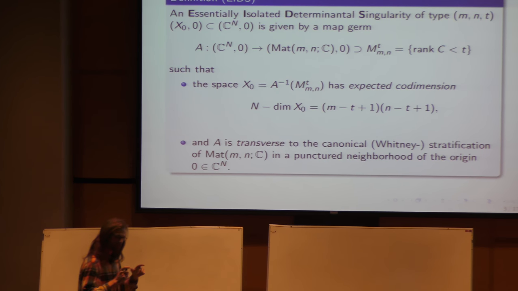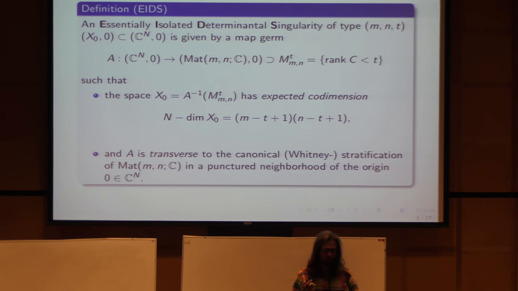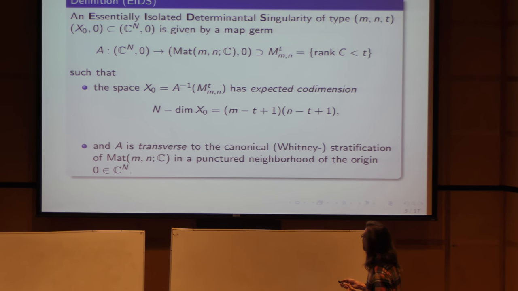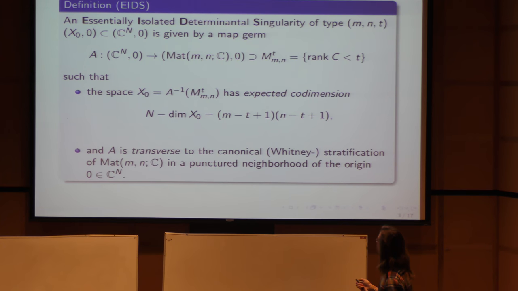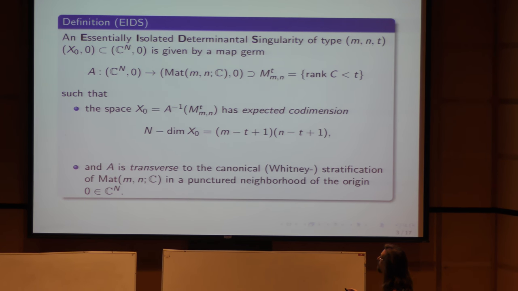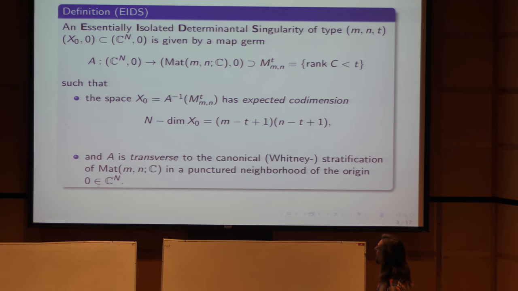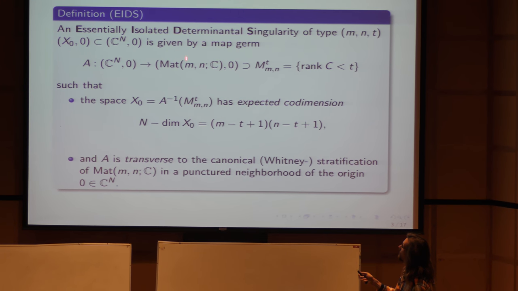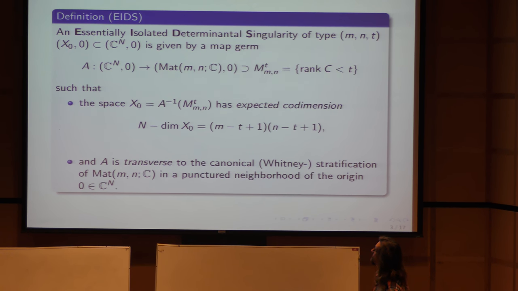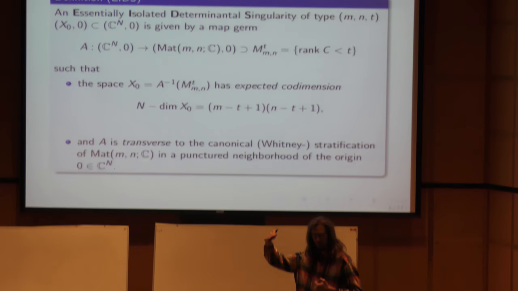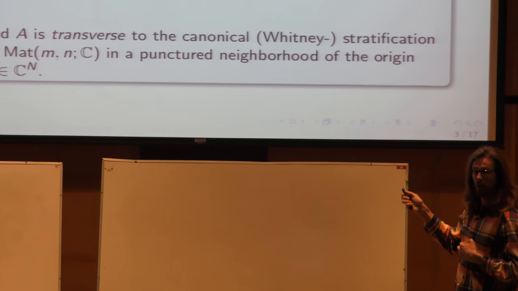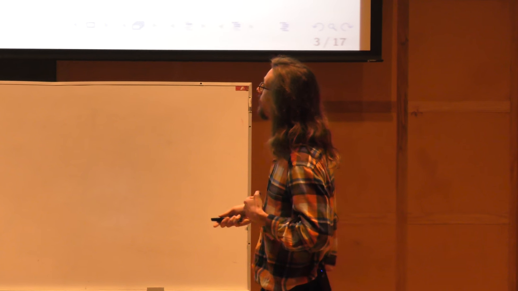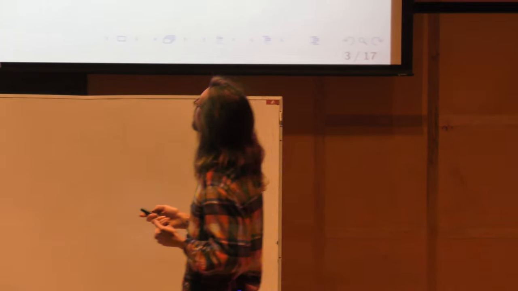And then the isolatedness is different from the geometric intuition, probably. It's also a property that should be fulfilled on a punctured neighborhood of the origin in the whole ambient space of the singularity. And the condition is that this map A is transverse to the canonical Whitney stratification of this space of matrices. The Whitney stratification is given by these M_{N,s} for increasing or decreasing s. You have a stratification by rank of matrices. Well, this is an essentially isolated determinantal singularity.